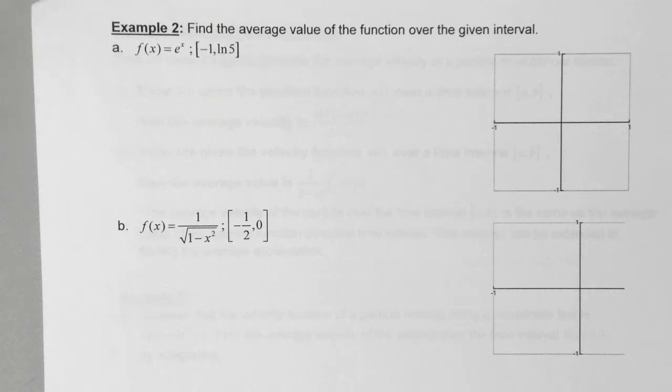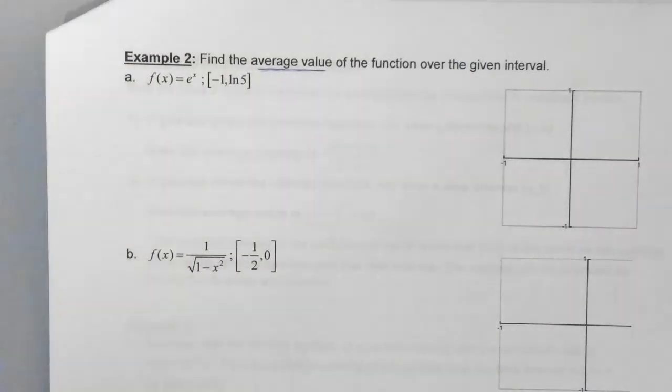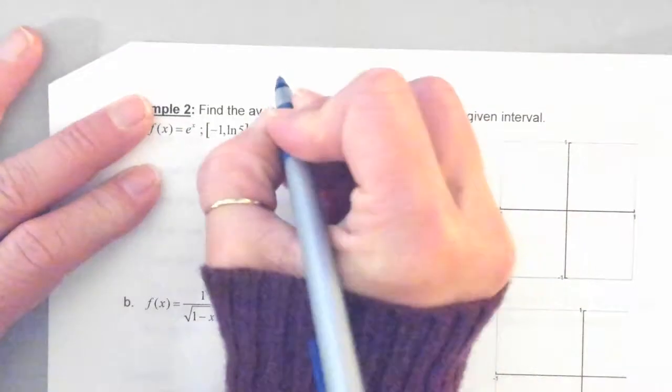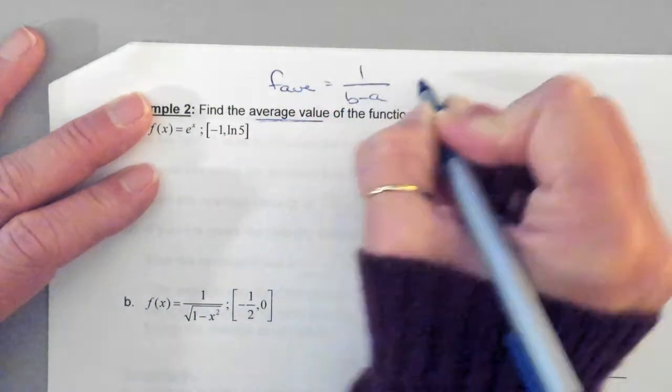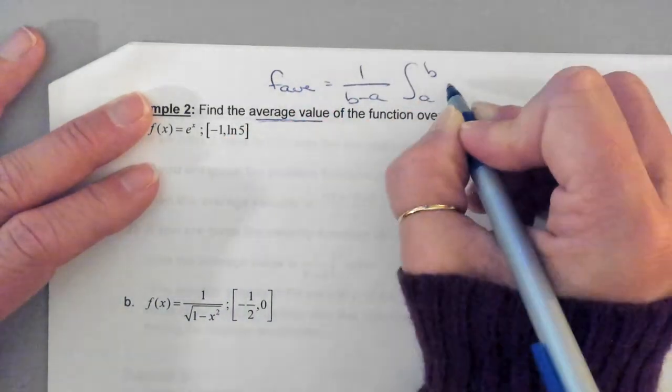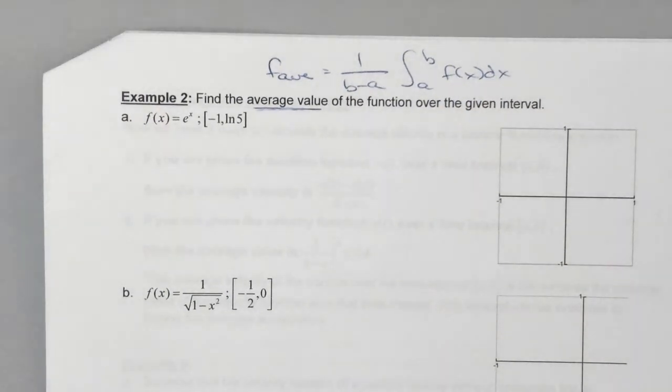Okay, so on the next page, we're going to find the average value. This is just if you are given any standard problem, so this is just practicing using the formula. The average value problem is written like this, and this is equal to 1 over b minus a times the integral from a to b of f of x dx. Okay, so you have to know the formula.